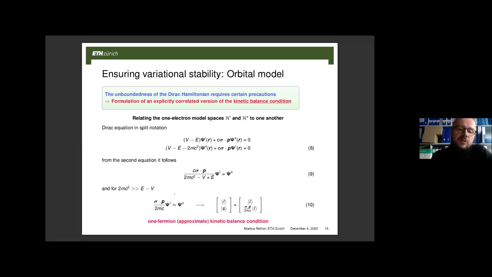So basically what kinetic balance says is that the small component is the large component after application of this operator, and P is the momentum operator containing the gradient, right? And so the point is, if you represent this Hamiltonian in some form in a basis set, you need to make sure that this relation can be fulfilled by the basis set. And that is one of the key features for actual calculations.